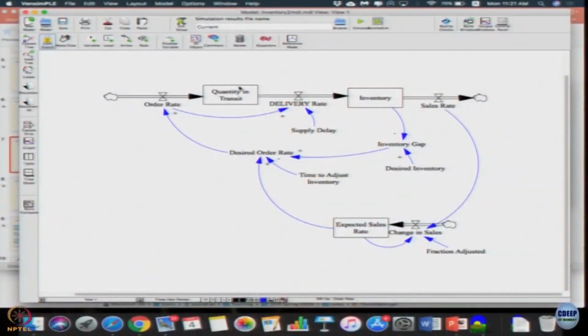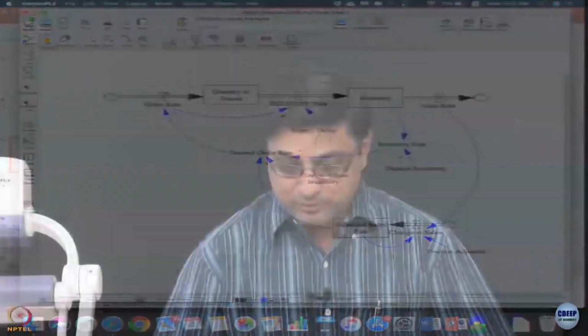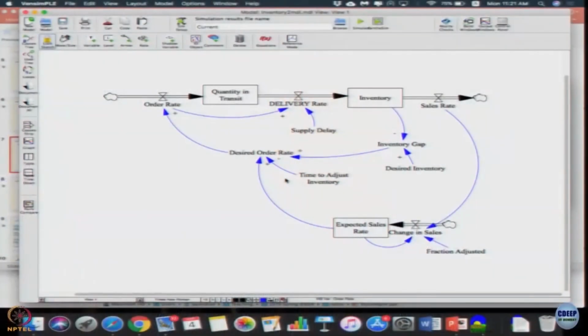The answer is here. We added this in the model, and it started to oscillate, right? We explicitly modeled quantity in transit, and it started to oscillate, correct? It oscillated because we failed to account for the supply line in our decision making. Though physically the supply line was modeled, we never used the information in our future decisions.